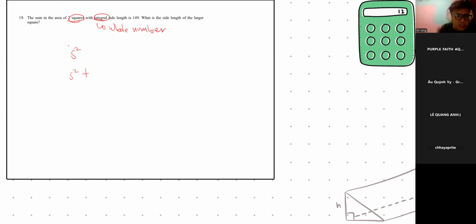So let's say the side of the first square is s and the second square is a. So s squared plus a squared is equal to 149. Now, we only need to know numbers that would give us 149 as the sum when we add their squares. So what are those side lengths? We have 10 by 10, right? That's 100. And then 7 by 7, 149. So the answer should be 10.